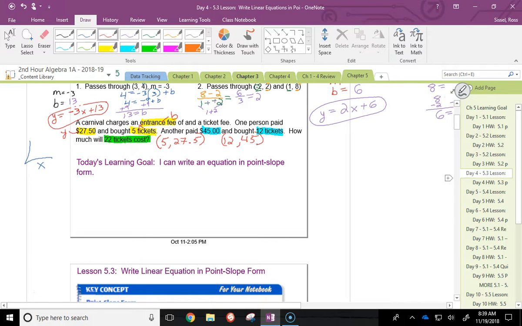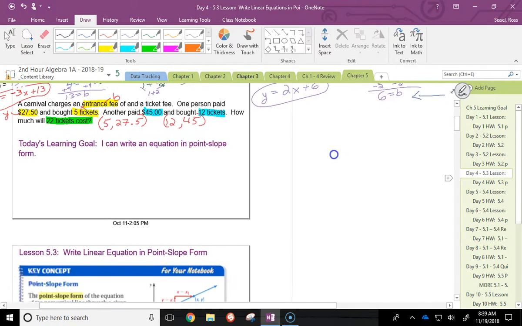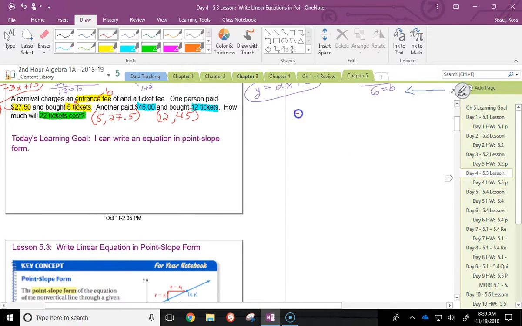What do you think we need to do first? Do y2 minus y1 over x2 minus x1. Good. We're solving our slope mainly. So I'm going to say my 45 minus 27.5 all over 12 minus 5. Well, that one's easy. That's a 7. And 45 minus 27.5 is? 26.5.